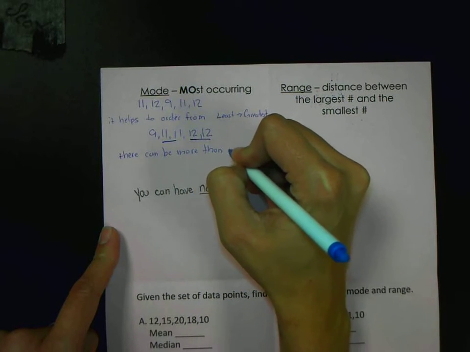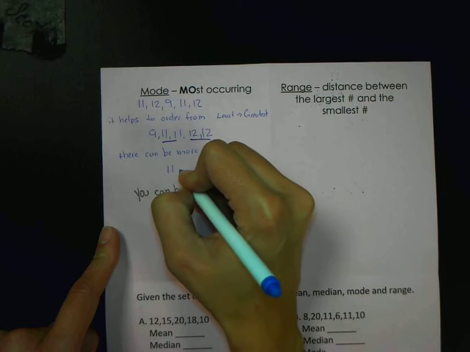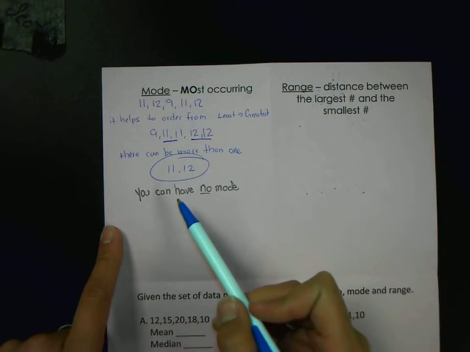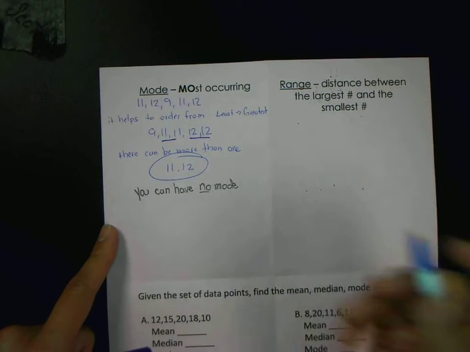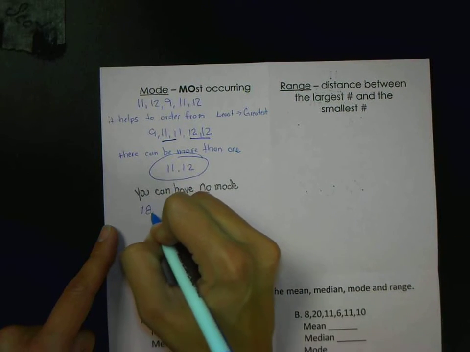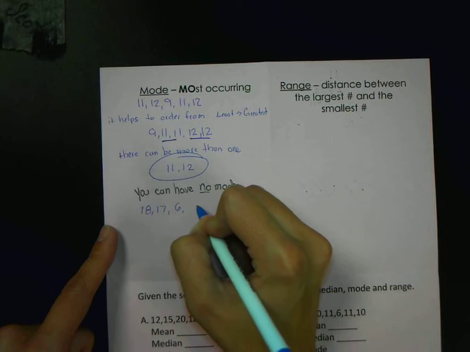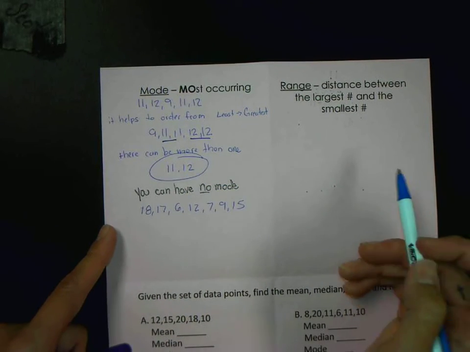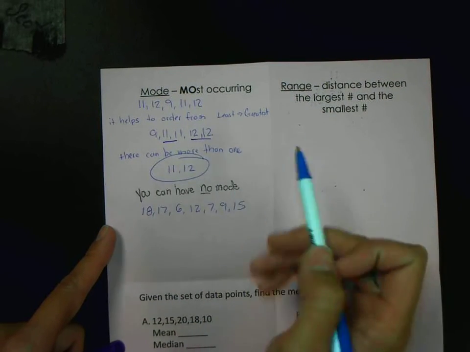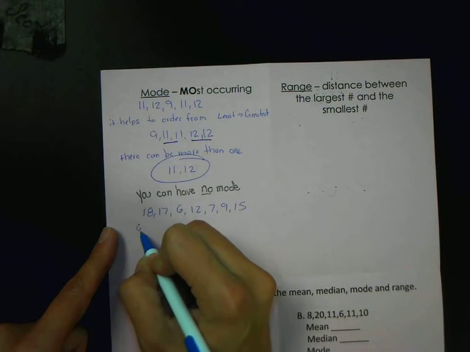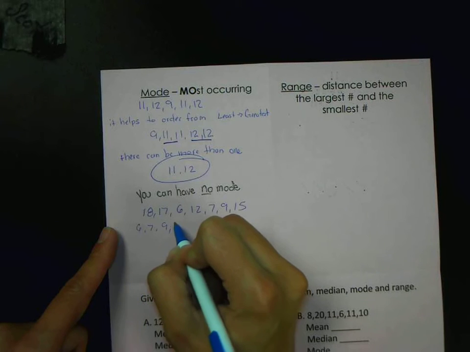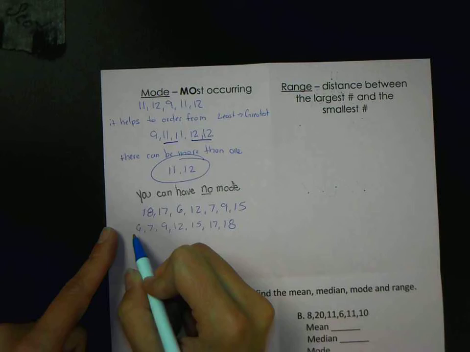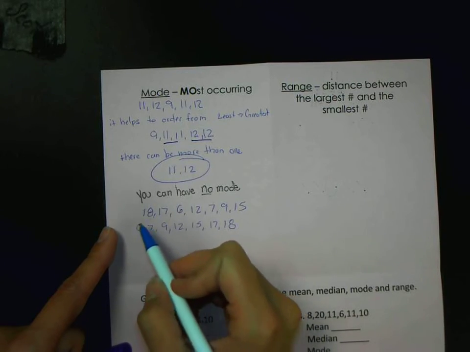Now, you can also have no mode. So let's say we had a data set. We have 18, 17, 6, 12, 7, 9, and 15. Okay. If I order these from least to greatest, okay, we have 6, then we have 7, 9, 12, 15, 17, 18. I have no number that occurs more than once. I have no number that is most occurring. So I have no mode, and that's okay if you have no mode. So that's also an option.